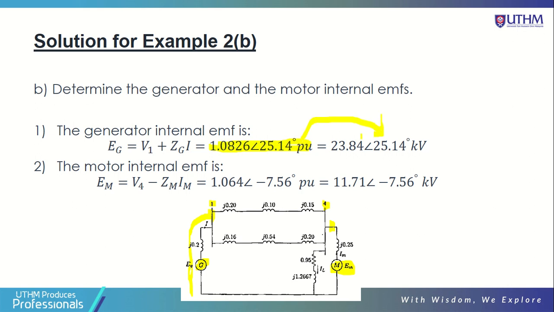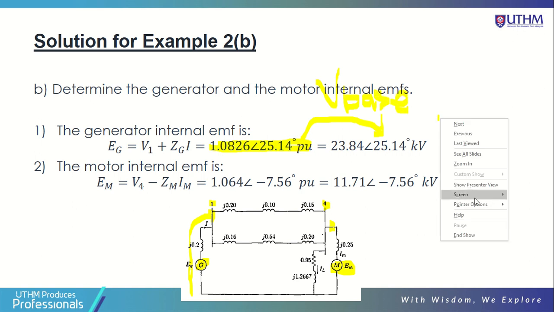How do you convert to the actual value? You need to multiply by V base.